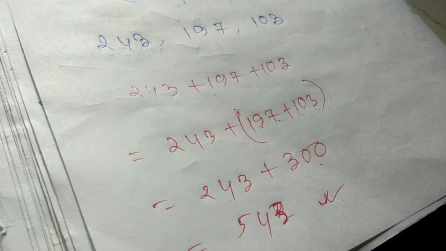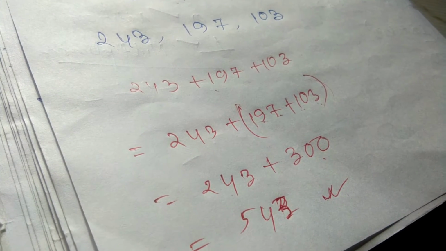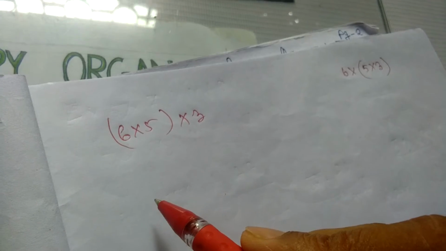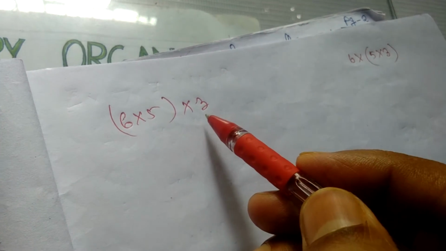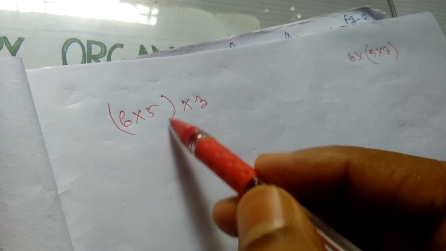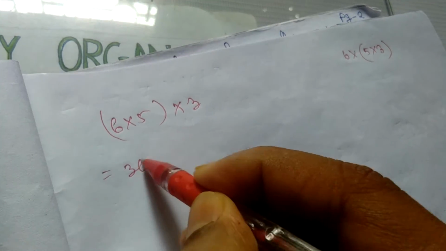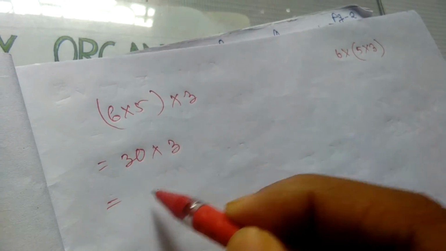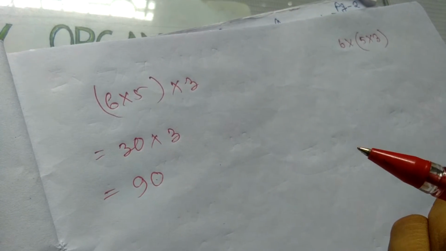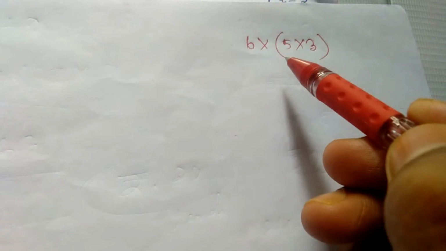Now I am giving one example regarding the multiplication, that means associativity of multiplication. So the first example is 6 into 5 into 3. First I have given the bracket here, so I am doing that one. 6 5s are 30, into 3. 3 3s are 9, 90. Clear?